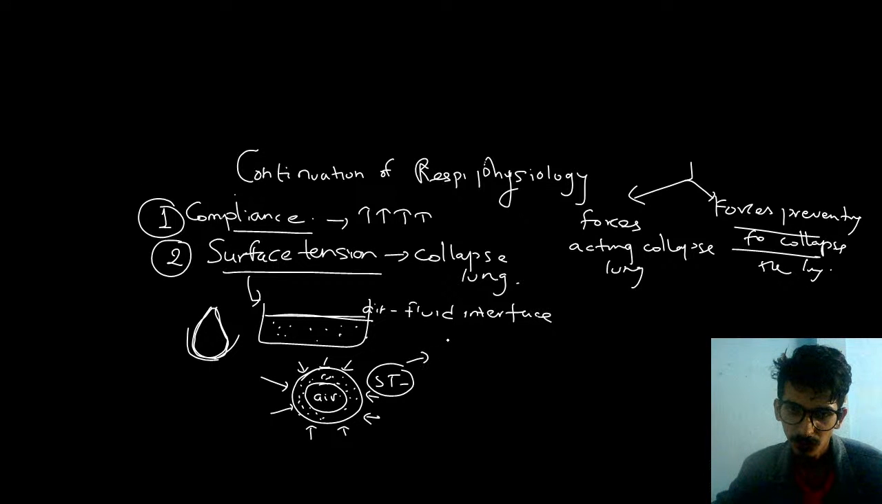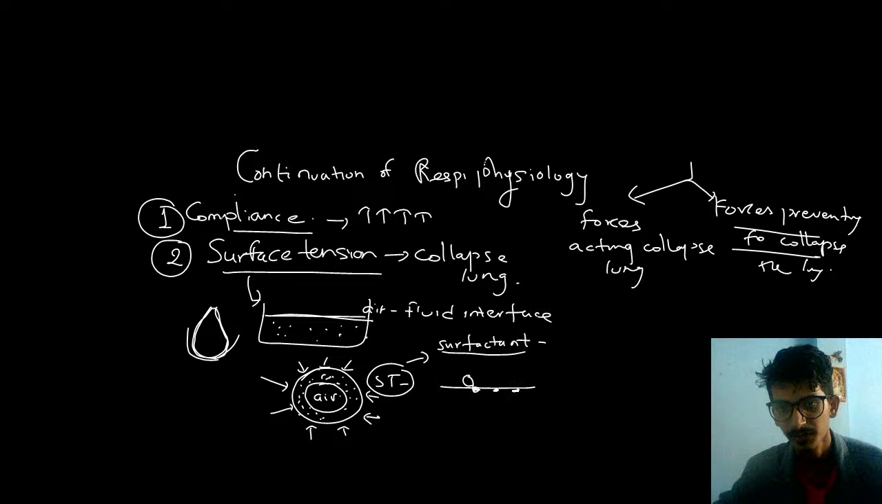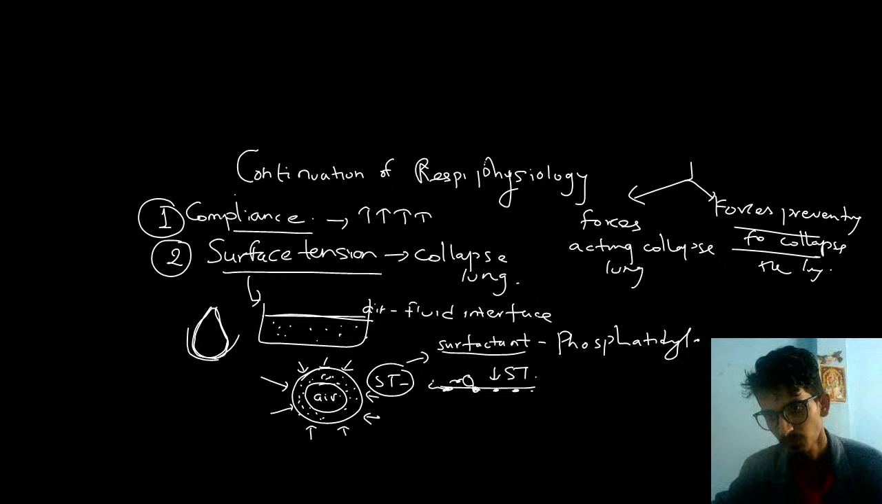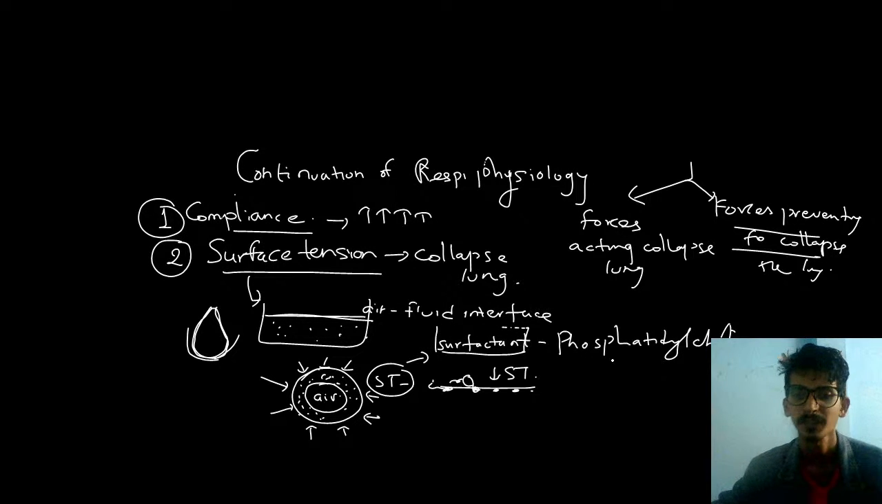So to counteract the surface tension, nature has made a molecule that is called surfactant. What this surfactant basically does is that it hinders the air-water interface. Suppose this is an air-water interface, so surfactant molecules are implanted in the air-water interface, and thus it will reduce the surface tension. The main component of the surfactant is phosphatidyl choline.